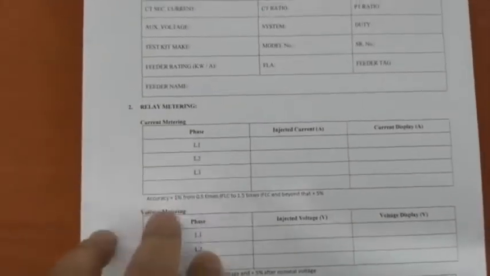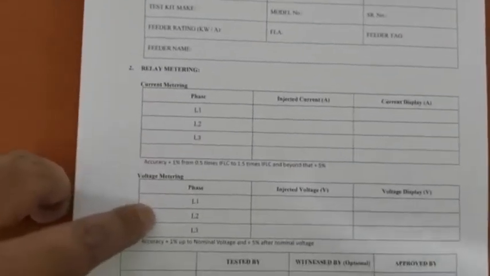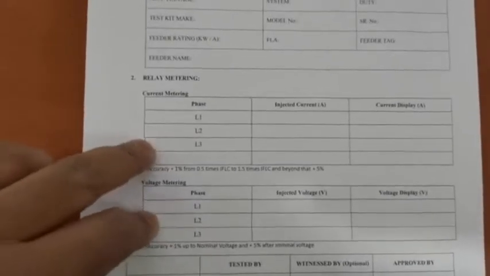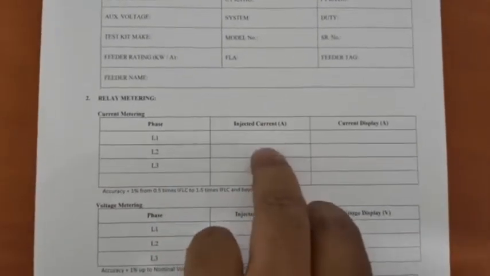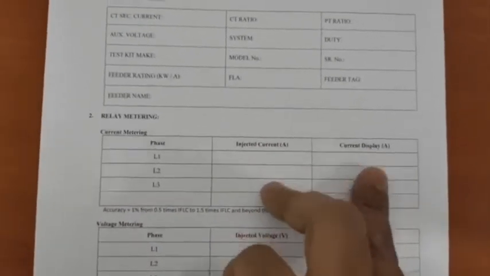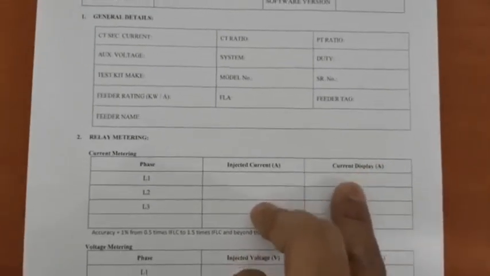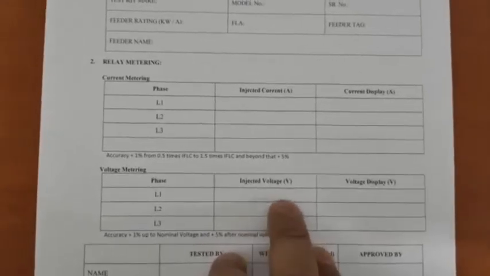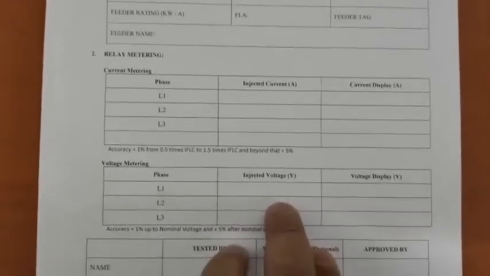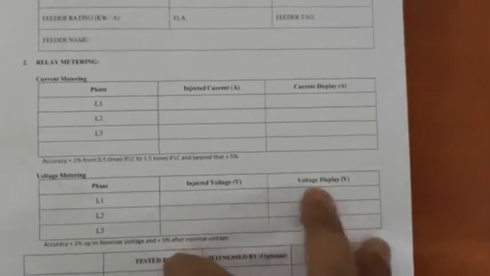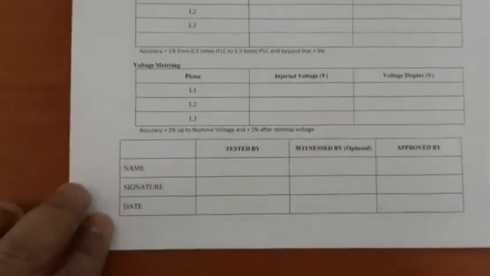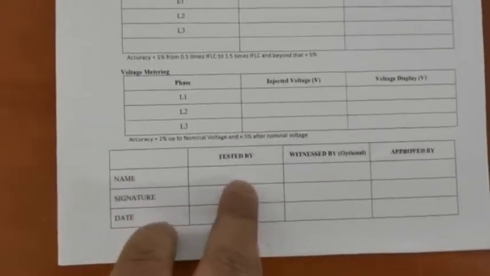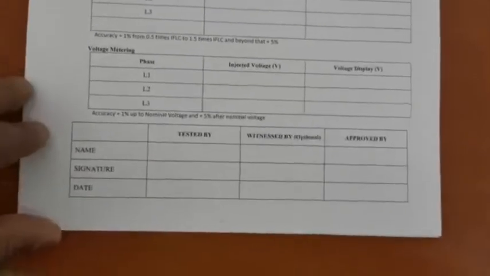This is the measurement page: current measurement, and then voltage measurement, CT and VT voltage measurement. Injected current 1 amp, and then measured values in the display. Same for voltage: 63.51 nominal voltage in each single phase, and then voltage in the display. Tested by, witnessed by, and approved by. Name, signature, and date.